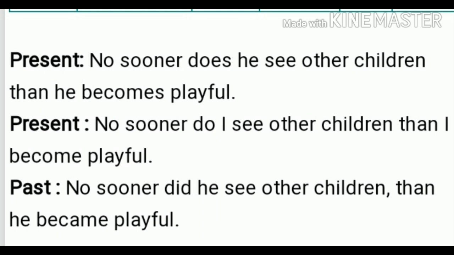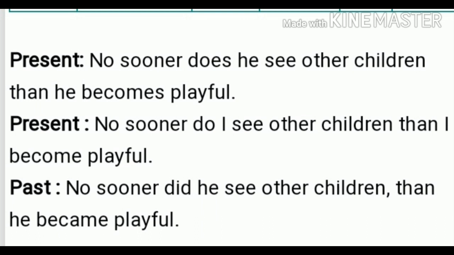So, children, now understand all these 3 examples with as soon as. Now, children, understand all these three examples with the use of as soon as. As soon as he sees other children, after this, put a comma, he becomes playful. Children, in this sentence, I have used sees. Why? Because in present tense with third person singular, verb 1 with S or ES is used. Now, the second example. As soon as I see other children, comma, I become playful. Here I have used only verb 1 without S or ES according to the rule.